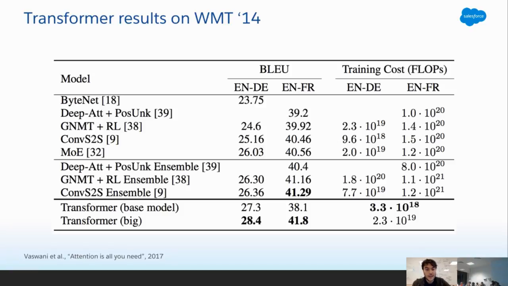And they do this at a fraction of the training cost, either 1 or 2 orders of magnitude less, depending on which model you look at and which language pair you look at as well. So it has even more speed up than the convolutional sequence-to-sequence model that they compare against as well.